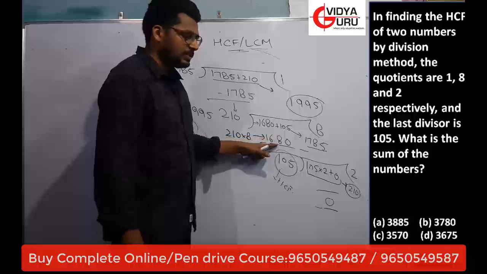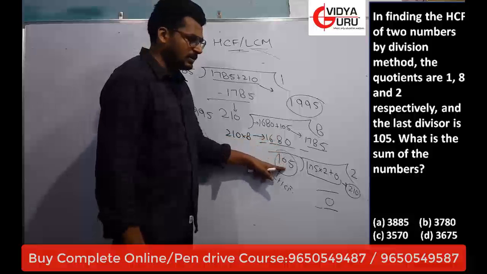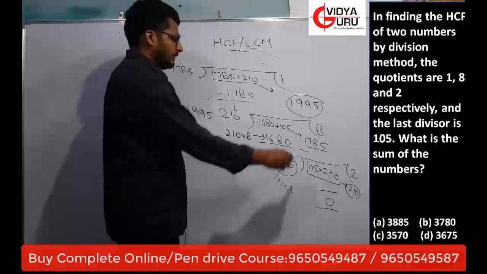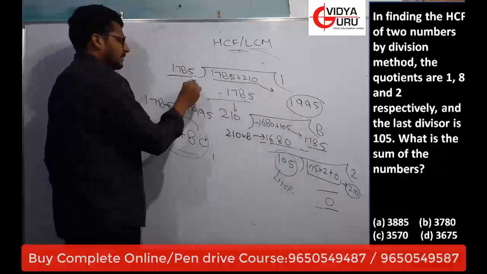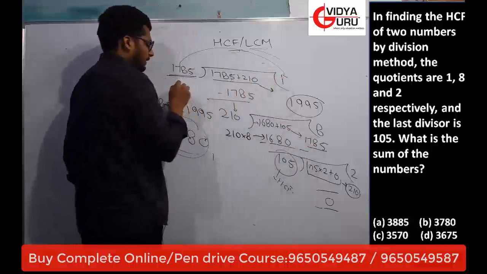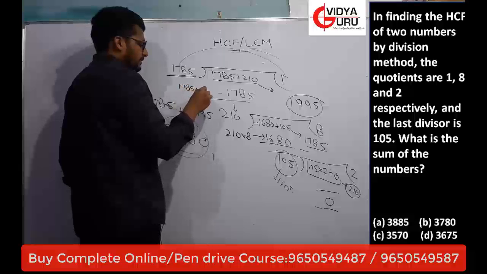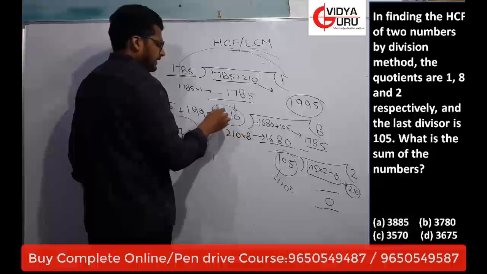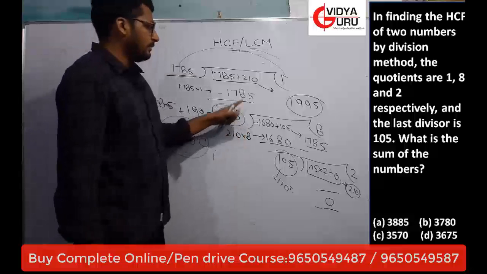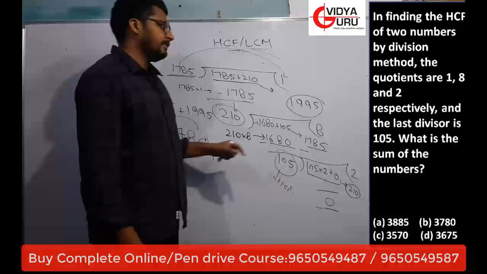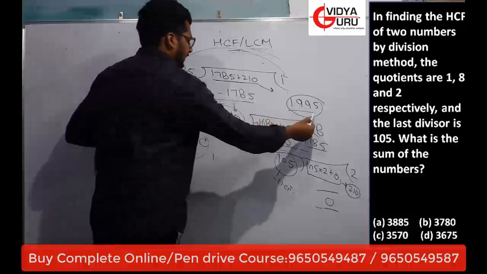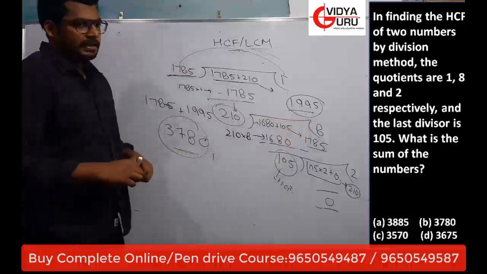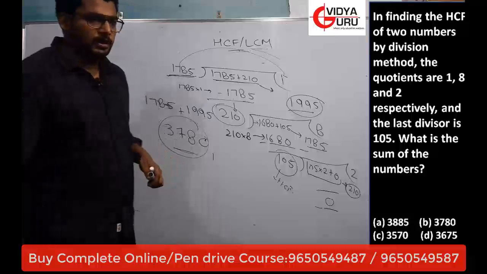Here I have to take such a number that when subtracting 1680 from it, 105 should come. This is the remainder. So here will be 1785, and this is the divisor, and I have multiplied by one time. 1785 one time is 1785, and I have to take such a number here that on subtracting 1785 from it, 210 will come. So the number here will be 1995. So what are the two numbers? 1785 and 1995. The answer will be 3780. Coming on to our next question.